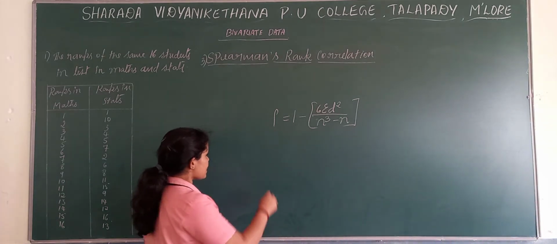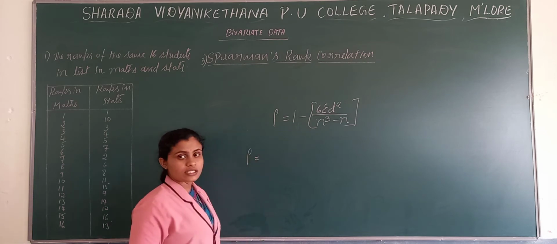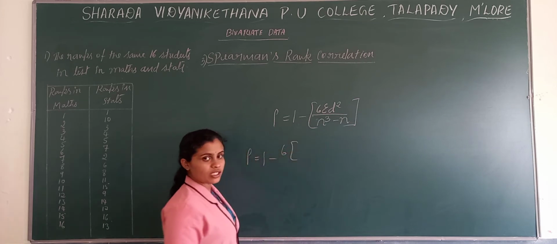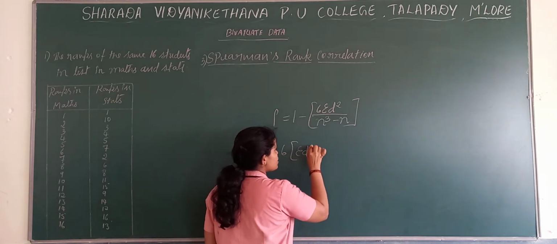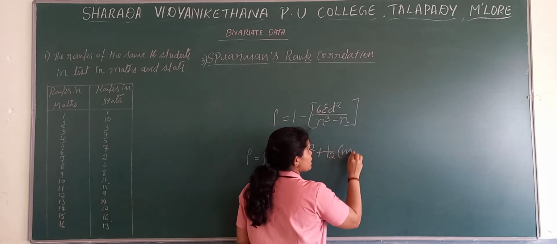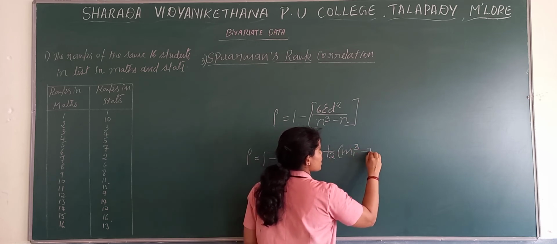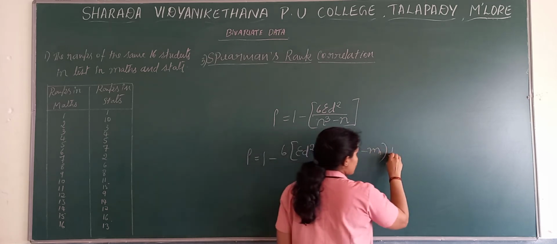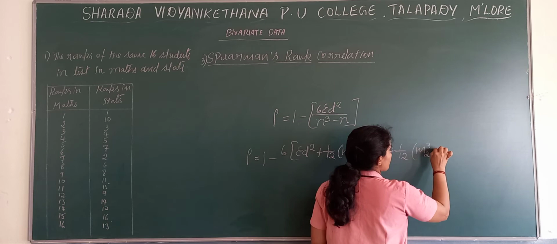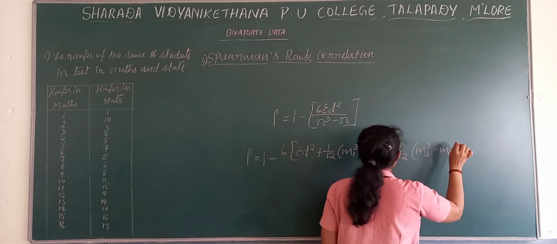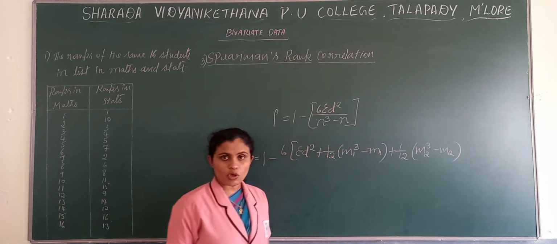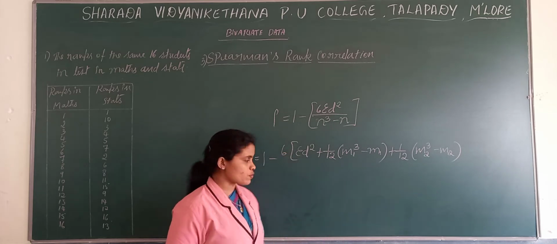That formula goes like this: Spearman's rank correlation is equal to 1 minus 6, open the bracket, sigma d square plus 1 by 12 into m1 cube minus m1, again plus 1 by 12 into m2 cube minus m2, close the bracket.